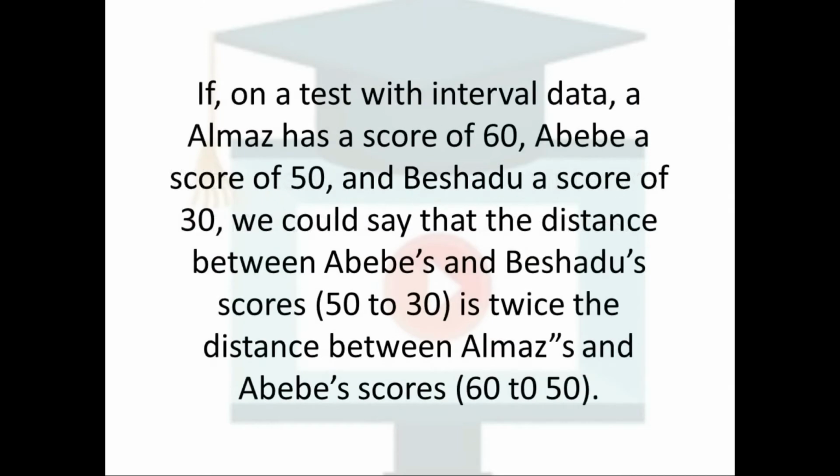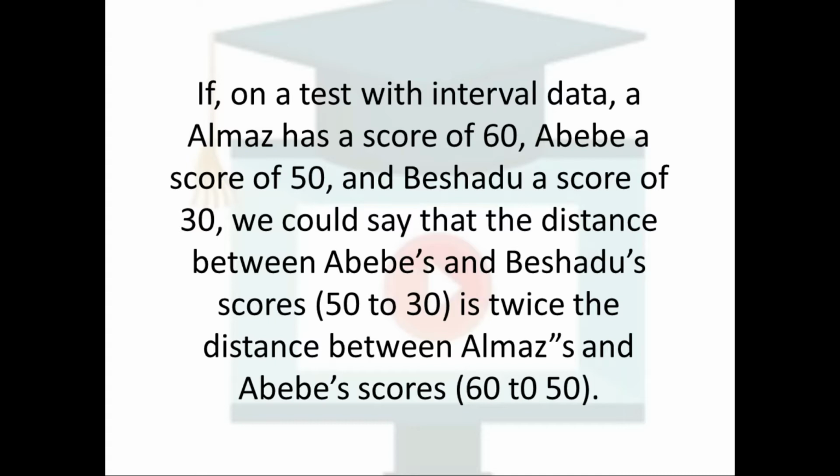If, on a test with interval data, Elma has a score of 60, Abib a score of 50, and Bishadu a score of 30, we could say that the distance between Abib's and Bishadu's scores, 50 to 30, is twice the distance between Elma's and Abib's scores, 60 to 50.